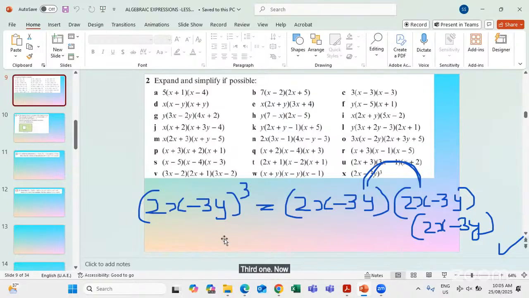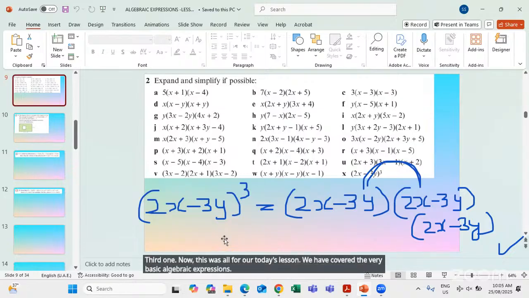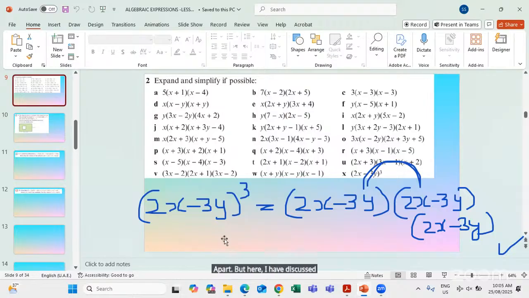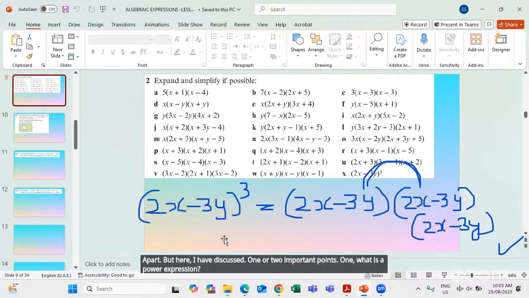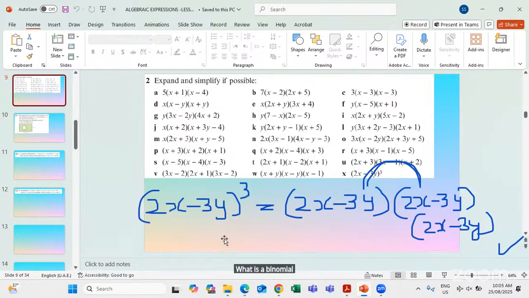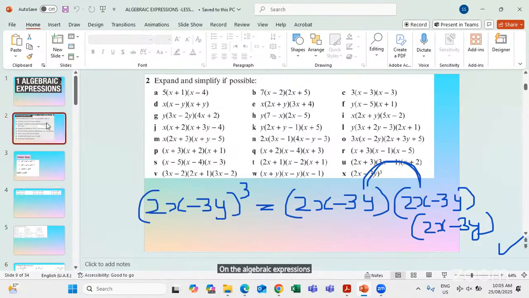Now, this was all for our today's lesson. We have covered the very basic algebraic expressions part, but here I have discussed one or two important points. One, what is a power expression? What is a binomial? What is a trinomial expression? And there is a task for you: what is a polynomial? What are the conditions on algebraic expressions to be a polynomial?